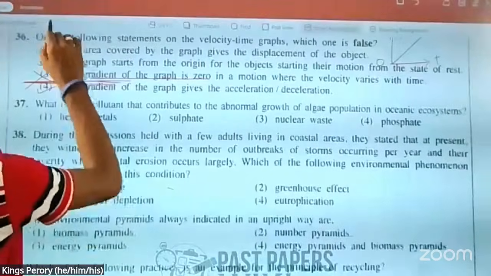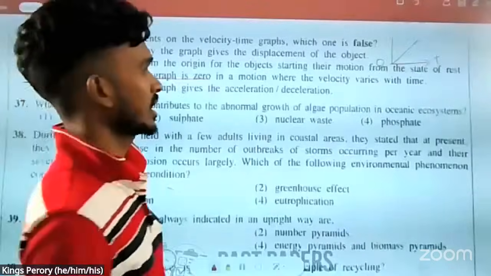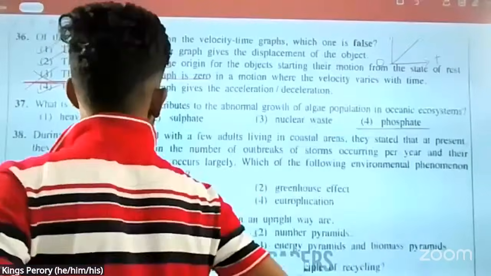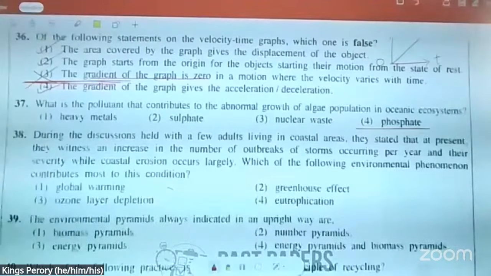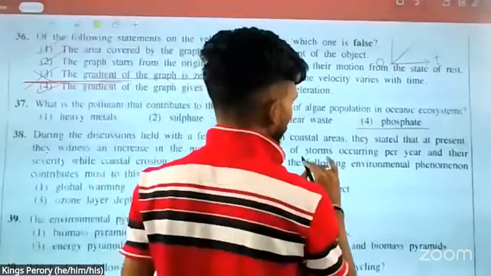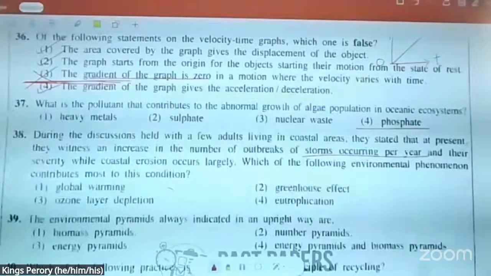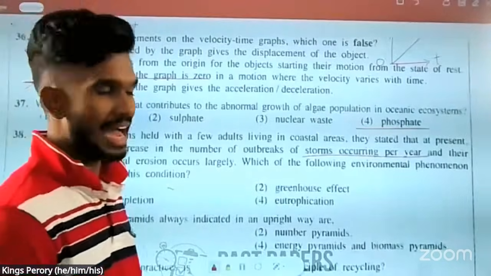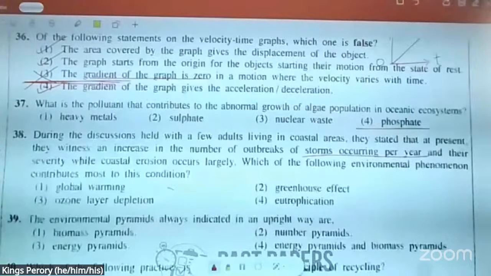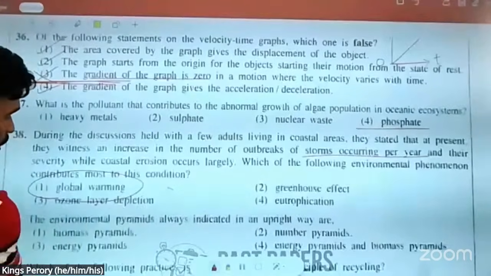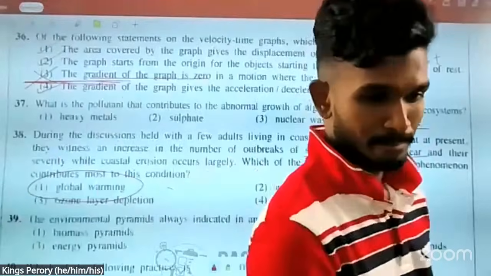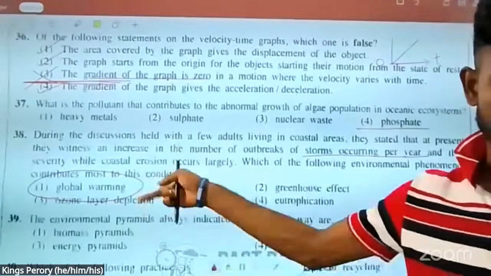What is a pollutant that contributes to the abnormal growth of algae population in the oceanic system? Phosphate. 38. During the discussion held with a few adults living in a coastal area, they stated that at present they witness an increase in the number of outbreaks of storms occurring per year, and their severity, while coastal erosion occurs largely. Which of the following environmental phenomena contributes? Remember, storms are mainly due to global warming. The main reason is global warming.